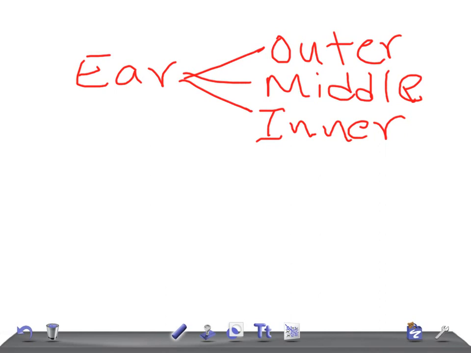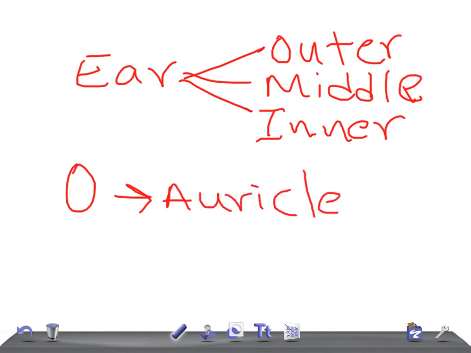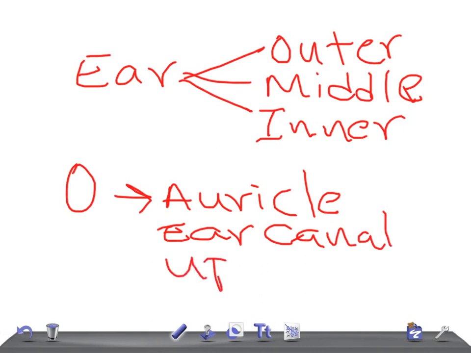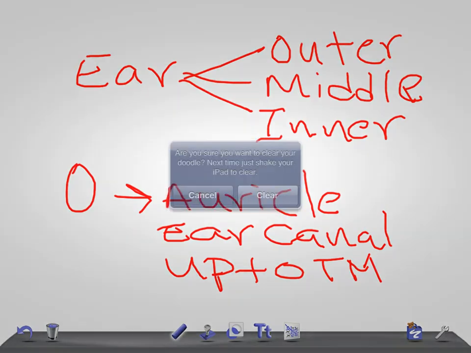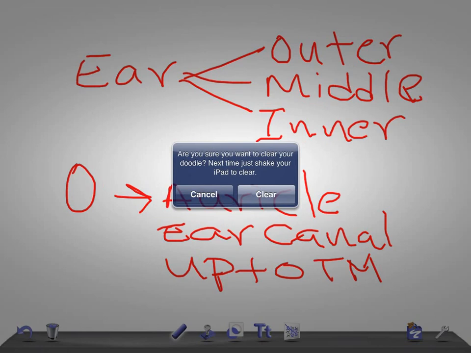Okay guys, the outer ear consists of the auricle and the ear canal up to the tympanic membrane. This is really very important. So whatever you see from the ear, inside the canal and up to the tympanic membrane, is the outer ear. This is called the outer part of the ear.